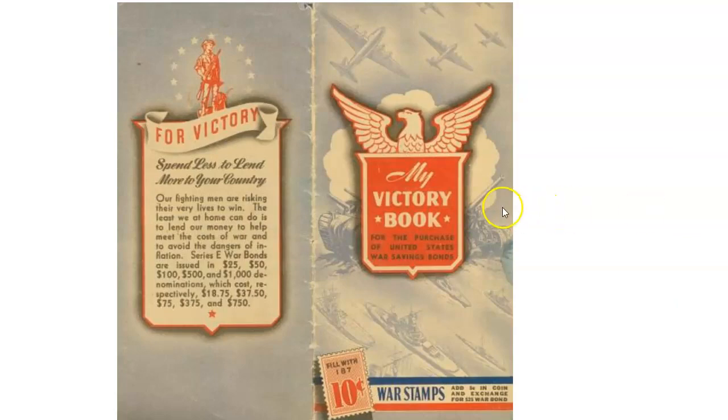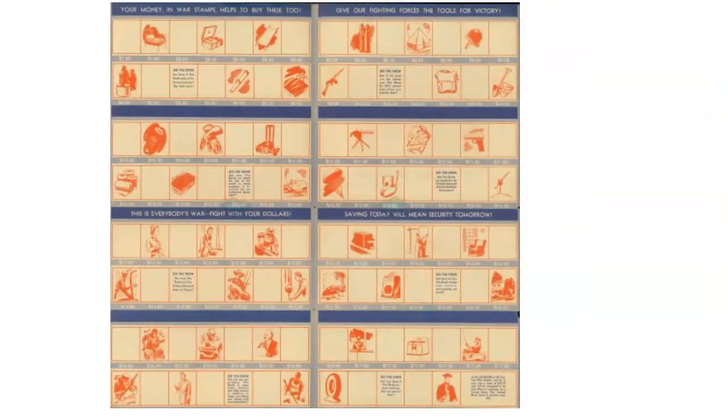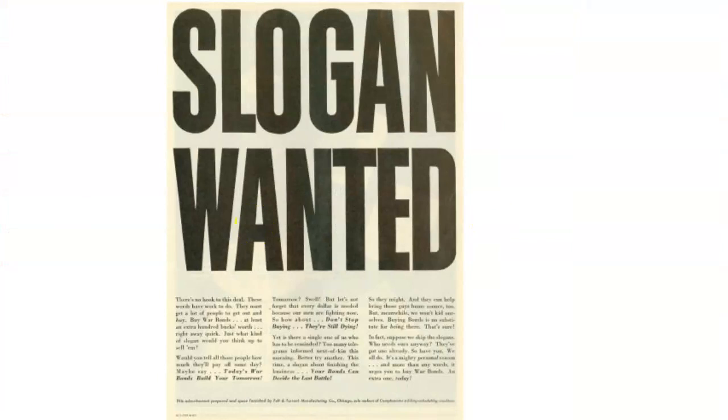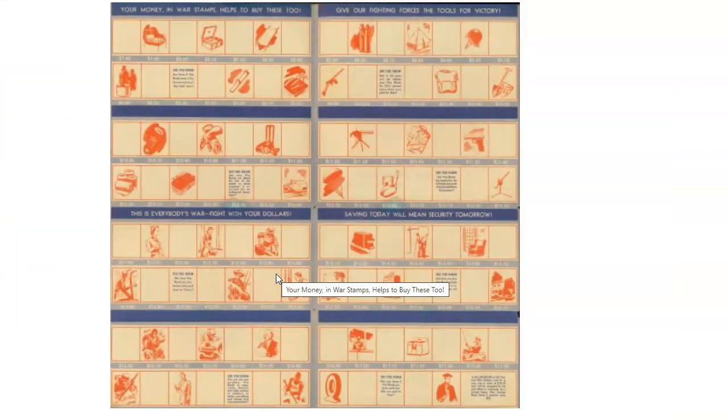Victory Book, this is another one. And this was very big with average workers, but also for kids, because it was an affordable way for them.